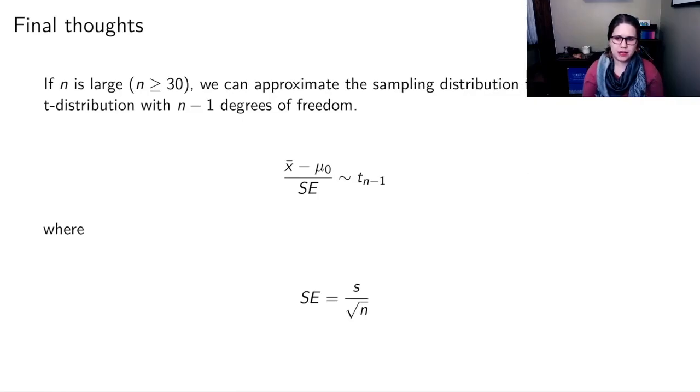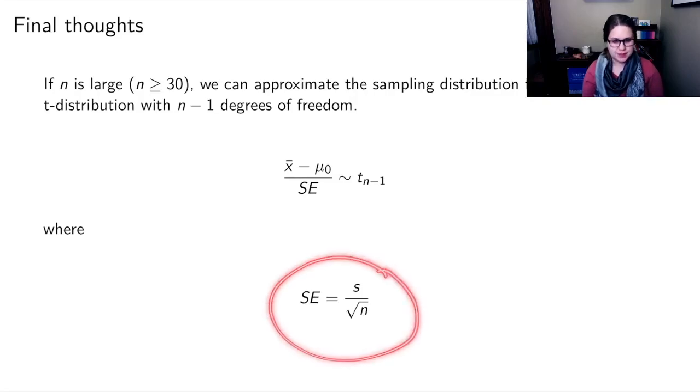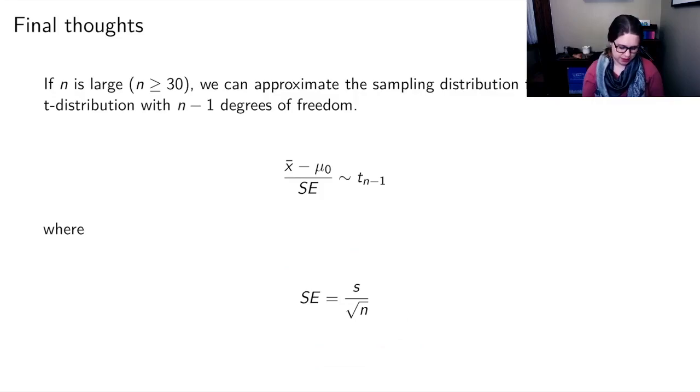So here's kind of the last word. Essentially, if we have a big enough n, in this case we're going to check n greater than or equal to 30, then we're going to approximate the sampling distribution for a mean using the t-distribution with n minus 1 degrees of freedom. And we're going to calculate the standard error using s over the square root of n.